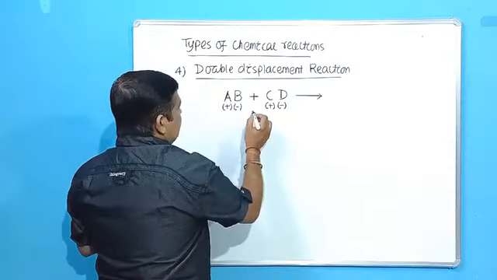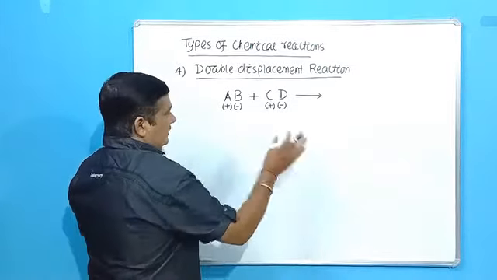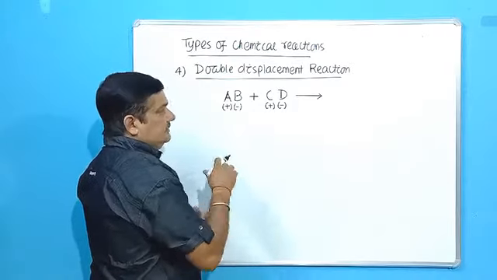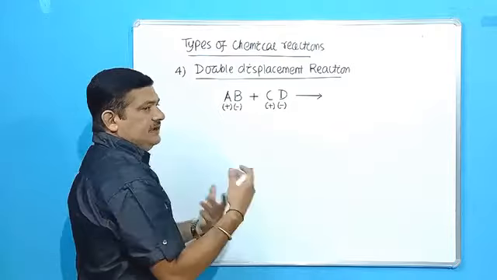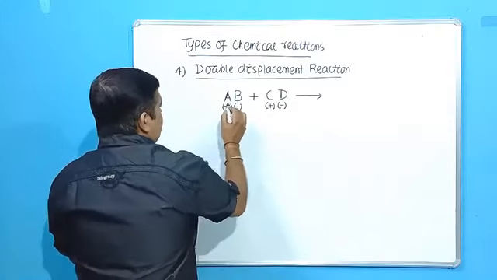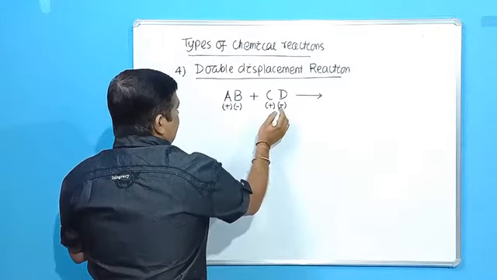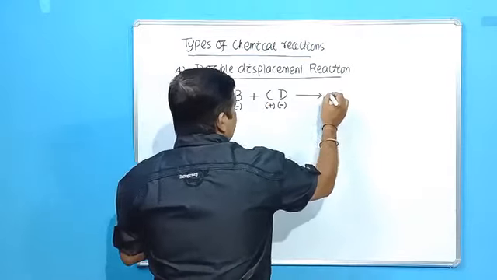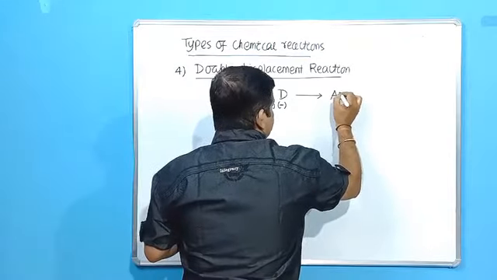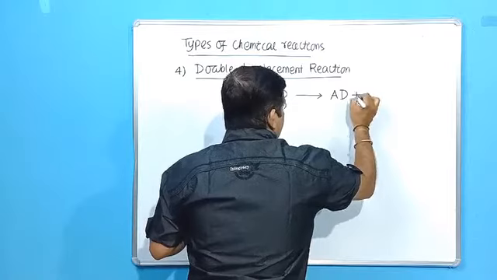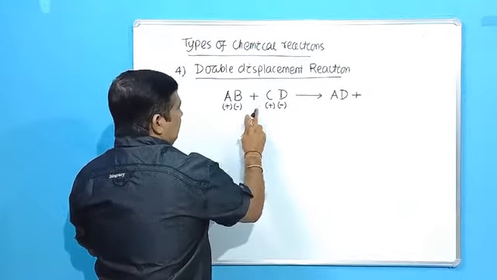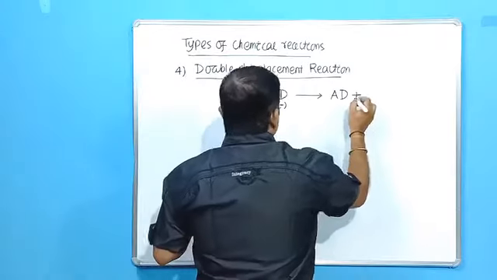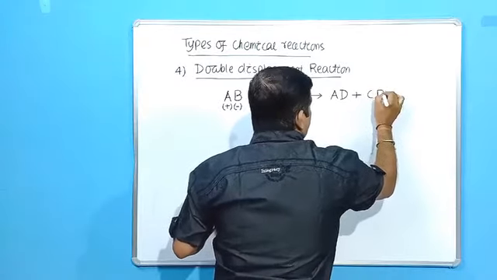So what happens? Now these positive ions, they interchange their positions. That means both of them interchange their position. The positives interchange their position, the negatives also interchange their position. So in place of A, what will come? B. So the new substance formed will be AD, A with the negative of this one. Similarly, C with the negative of this one, CB.